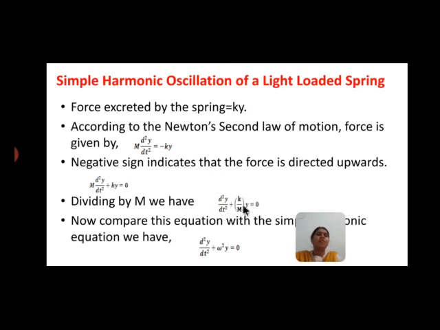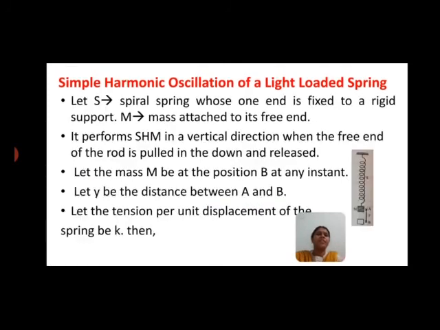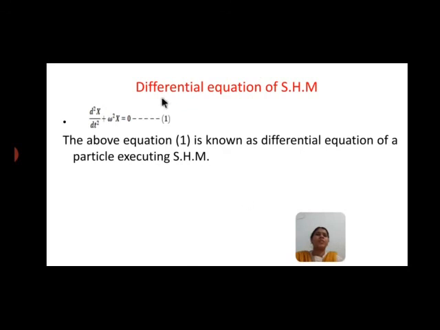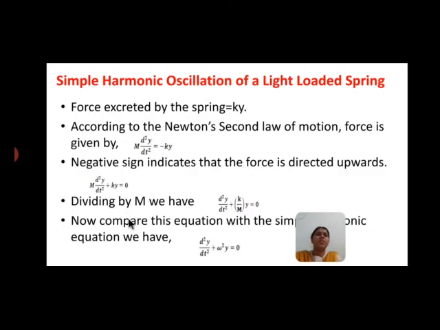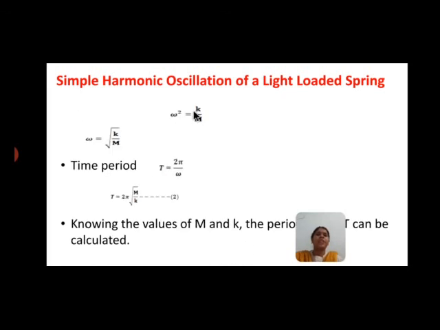Now compare this equation with the simple harmonic equation, equation number 1. In place of k by m we substitute omega square, so d square y by dt square plus omega square y is equal to 0. Omega square is k by m, or omega is equal to square root of k by m. We know the time period T is equal to 2 pi by omega.